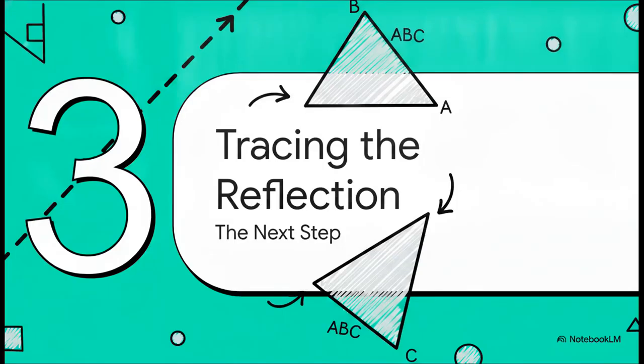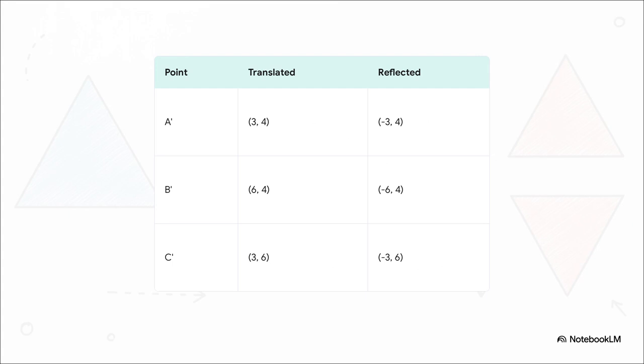Part 3. Tracing the reflection, the next step. Now we're going to take our newly translated triangle and flip it like a pancake. Look at the data change here. When we reflect our triangle across the vertical y-axis, the x-coordinates reverse their signs, but the y-coordinates stay exactly the same. Notice how point A prime flips from a +3 completely over to a -3, but its height, that y value of 4, doesn't change one bit. It lands exactly the same distance away on the opposite side, creating this perfect horizontal mirror image.